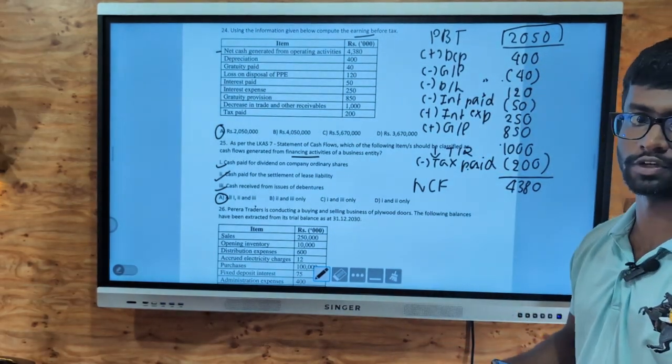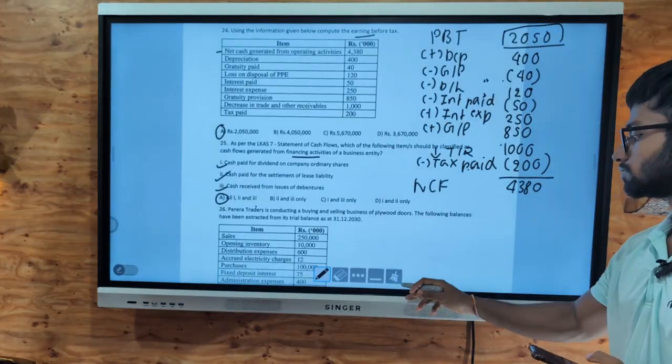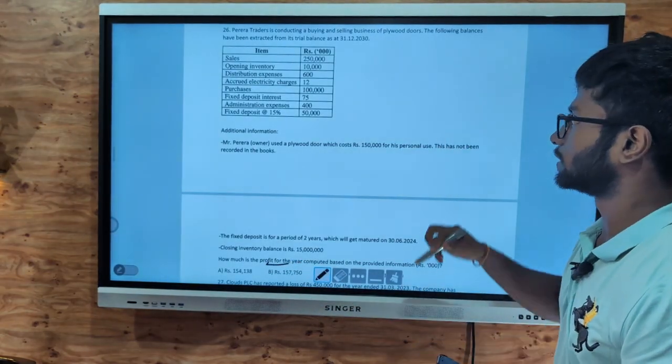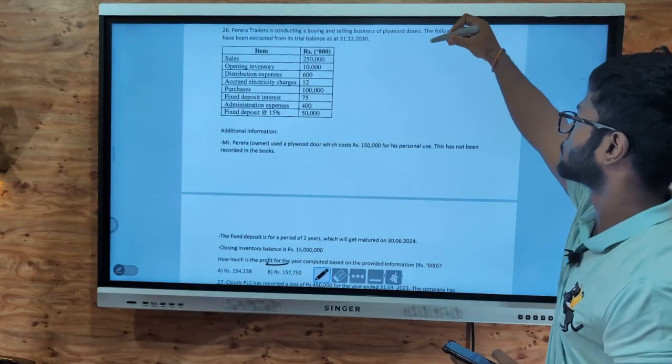Then we can move on to the next question. Make sure you make a note of this. Here we have to get profit for the year. Again, profit for the year. So on top you have sales.